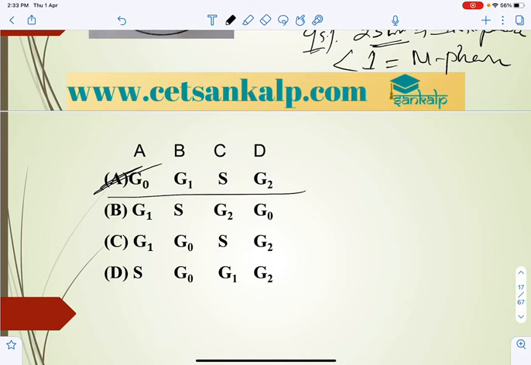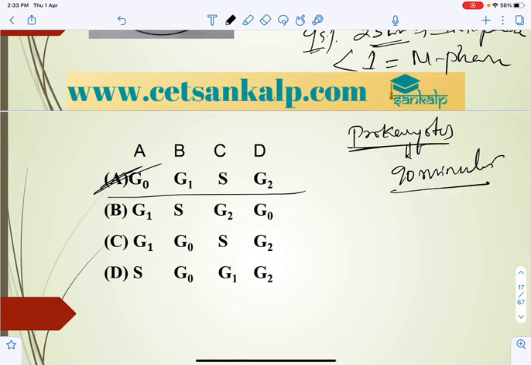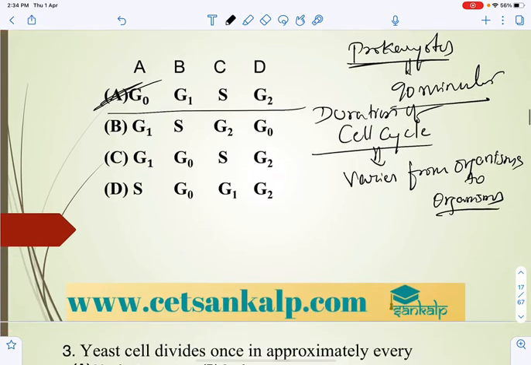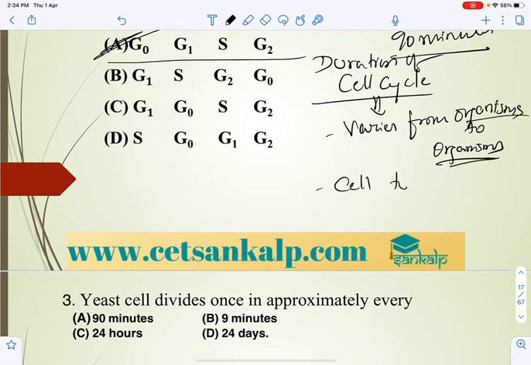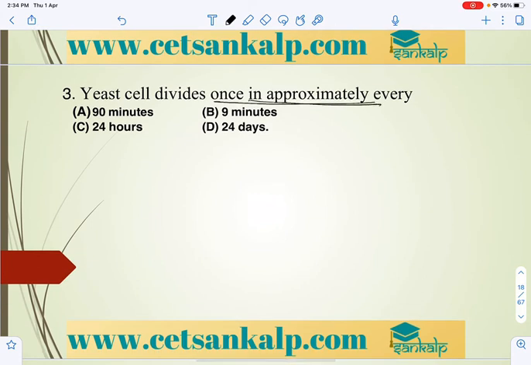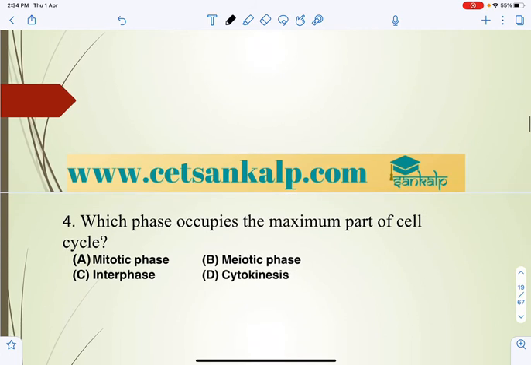And here one more question we may get: prokaryotes complete their cell cycle within 90 minutes, which is less than 1.5 hours. So that is why we can say the duration of the cell cycle varies from organism to organism, and also from cell to cell. So this is what you have to keep in mind. Each cell divides approximately once every 90 minutes. Sometimes we give 1.5 hours, so 1 hour 30 minutes is also correct. So in 90 minutes it will finish its division.